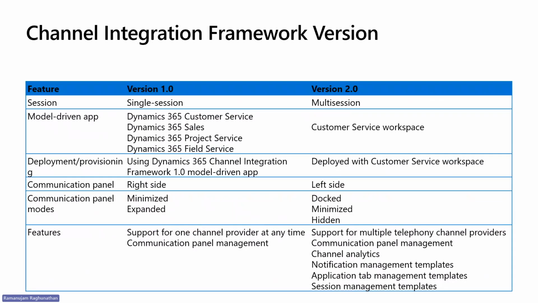And there are two versions of channel integration framework, version 1 and version 2. Version 1 is primarily a single session app, and the channel provider of your choice can be used. Generally, we recommend it for model-driven apps such as Sales, Project Service, or Field Service. For those familiar with channel integration framework, version 1 is an app source solution published by Microsoft, and it comes as a separate solution. You need to install it to leverage those capabilities.